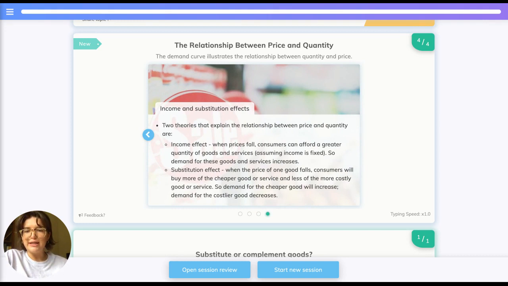So there are two theories that explain the relationship between price and quantity. The first of which is the income effect, which states that when prices fall, consumers can afford a greater quantity of goods and services, assuming income is fixed. So demand for these goods and services will increase.